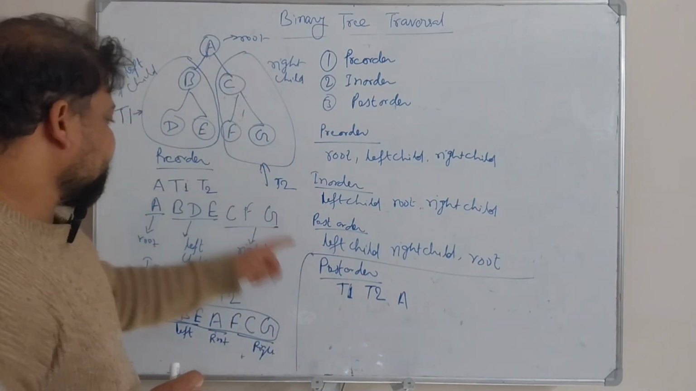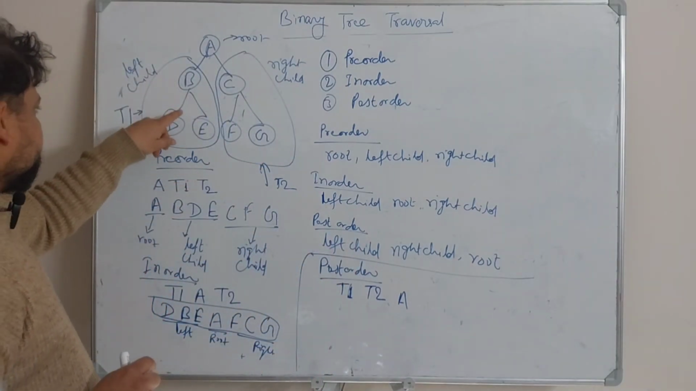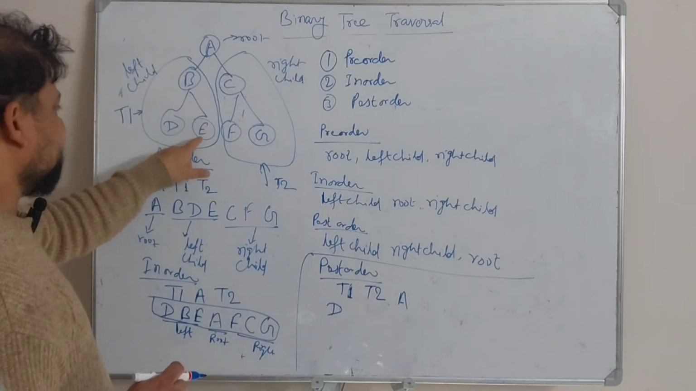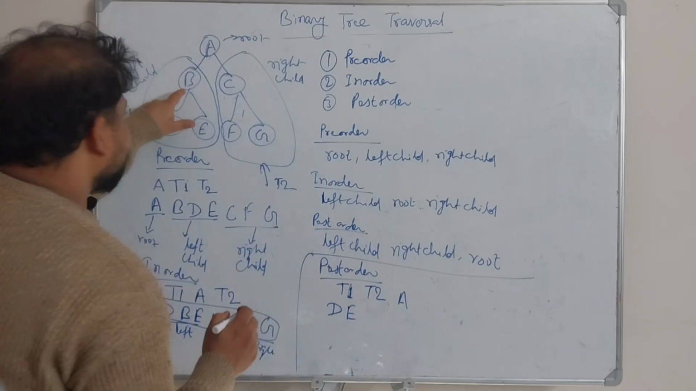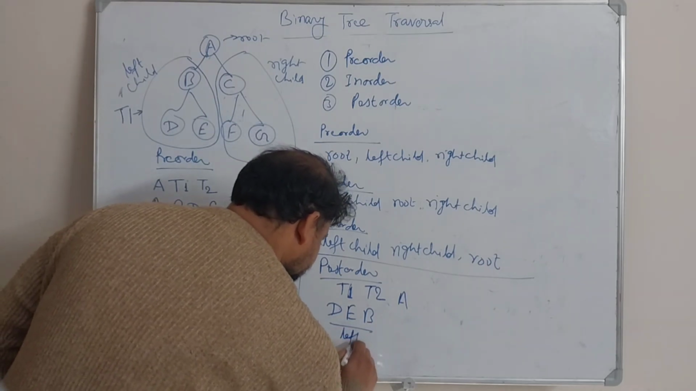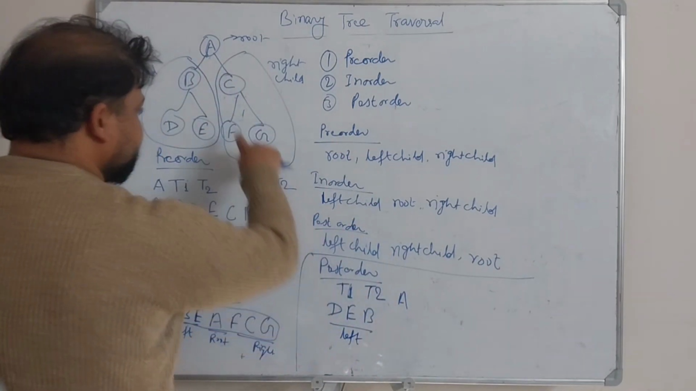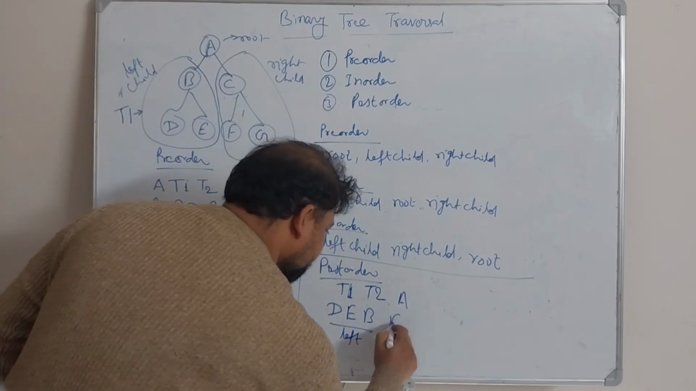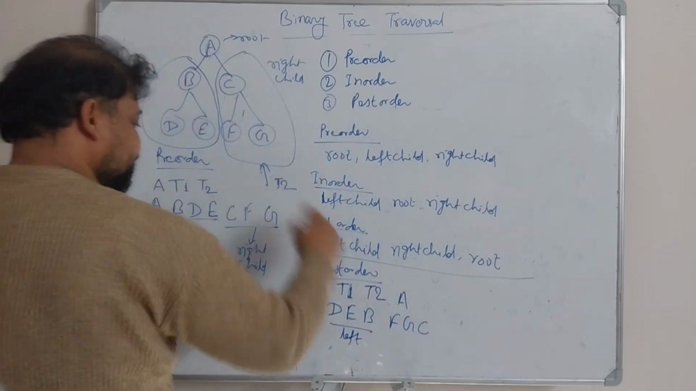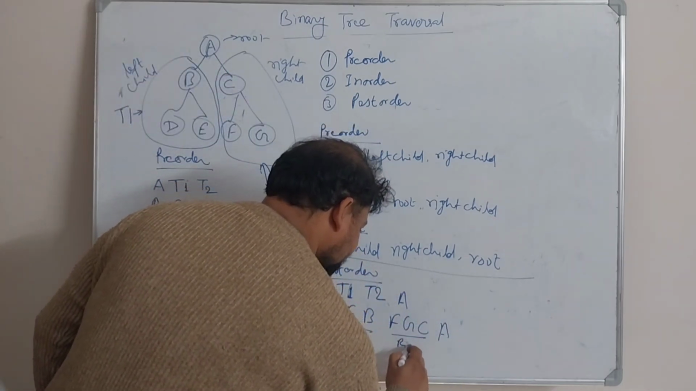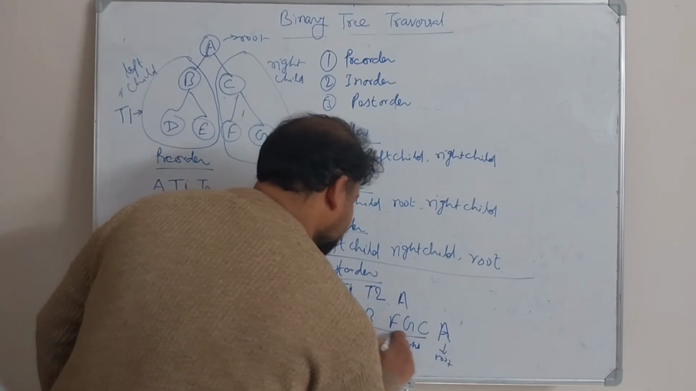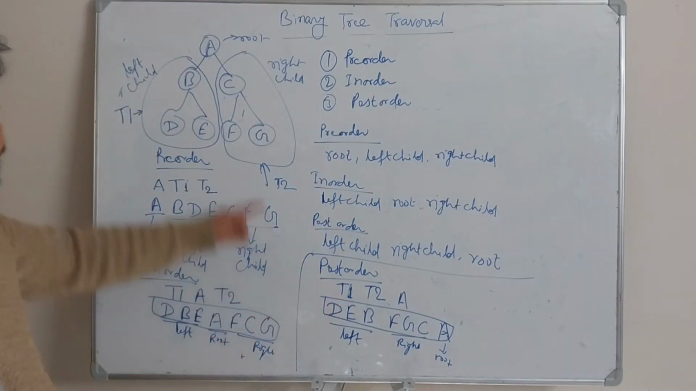Now T1, once again I'll traverse in post order. The left is D, and this part is E, and then root B, so D E B, that is your left. T2 will be traversed in the same post order manner. So F, then G, and then C, and then A, that is your root. This sequence is called the post order traversal of this tree.